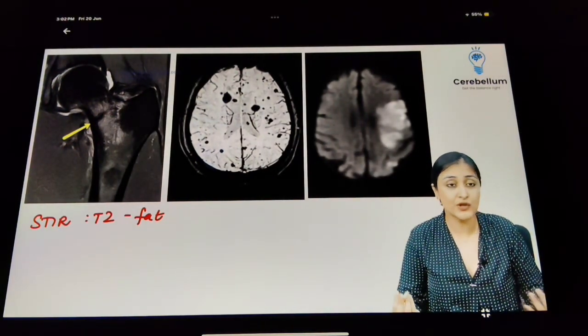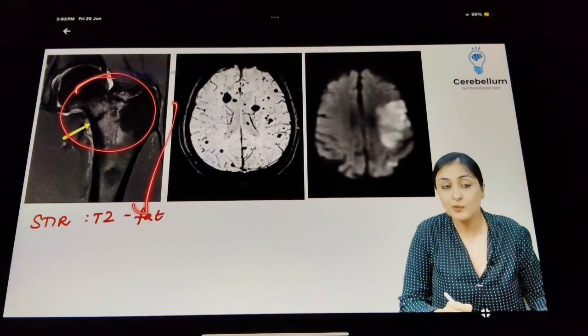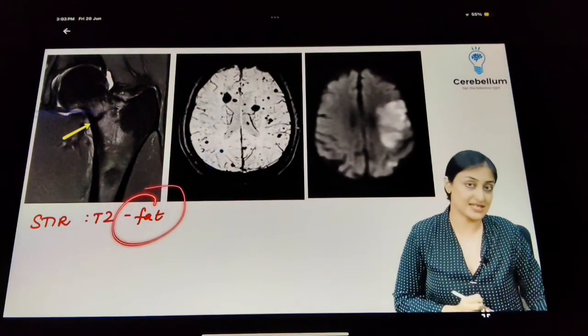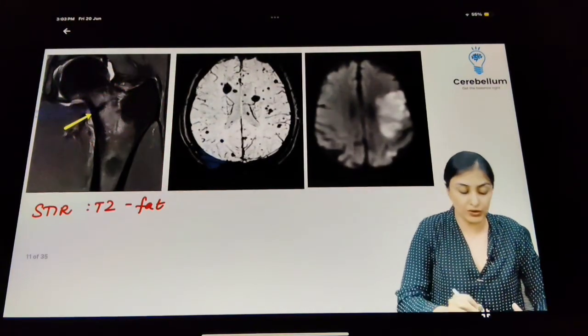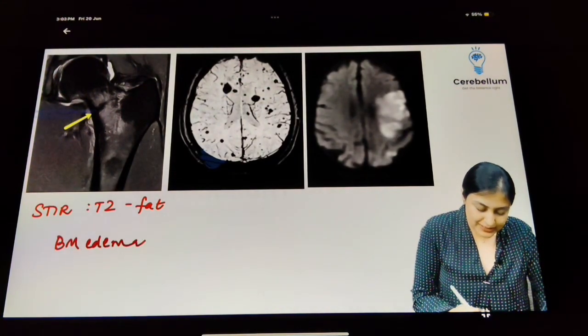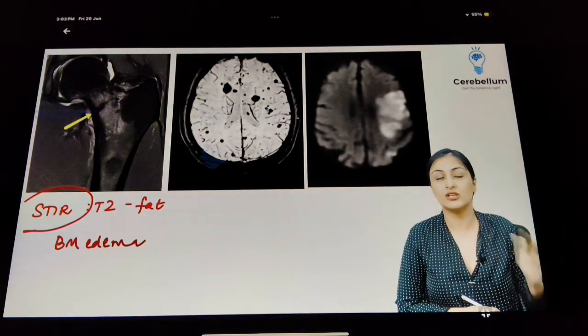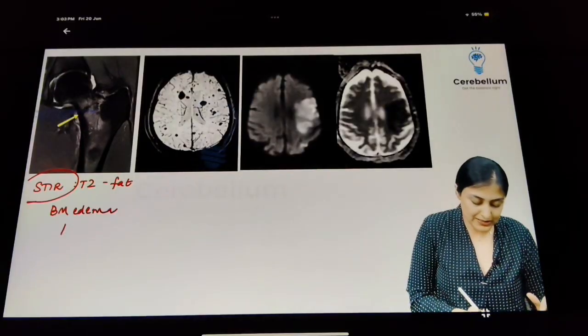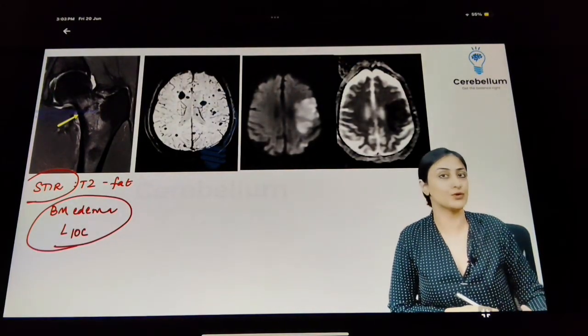Getting it? Why are we doing all this? Because bone marrow fat is white. Now if I want to pick up bone marrow edema, I have to suppress my fat signal intensity so that anything which remains white has to be bone marrow edema. Clear? So for bone marrow edema, the sequence is STIR. STIR stands for short tau inversion recovery. You don't need it. Just remember that this is my best sequence for bone marrow edema.